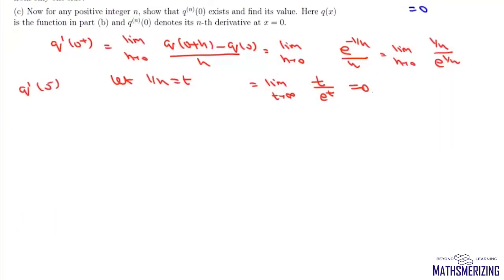Now part C is, for any positive integer n, show that q^(n)(0) exists and find its value. Here q(x) is the function in part B and q^(n)(0) denotes the nth derivative at x equals 0.